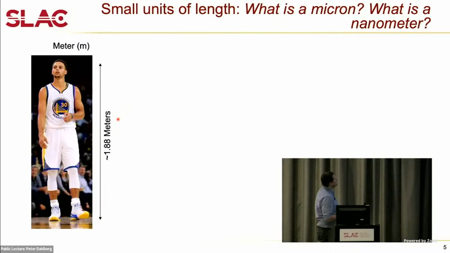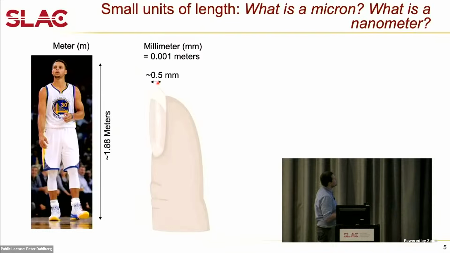So the next unit that I'll introduce is the millimeter. So this is 1,000th of a meter. And a good object of reference is your fingernail. If you look at your fingernail, it's actually about 0.5 millimeter thick. But the systems we look at are far smaller than this.